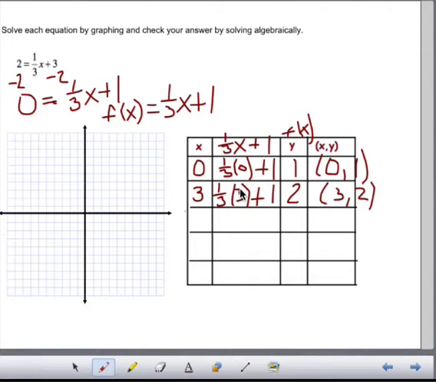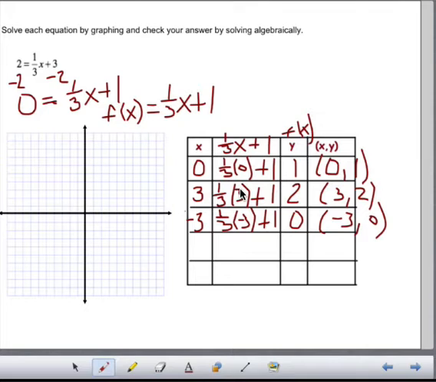How about -3? So I have 1/3 times -3, which is going to be what? -1, plus 1 is 0. So my ordered pair is (-3, 0).